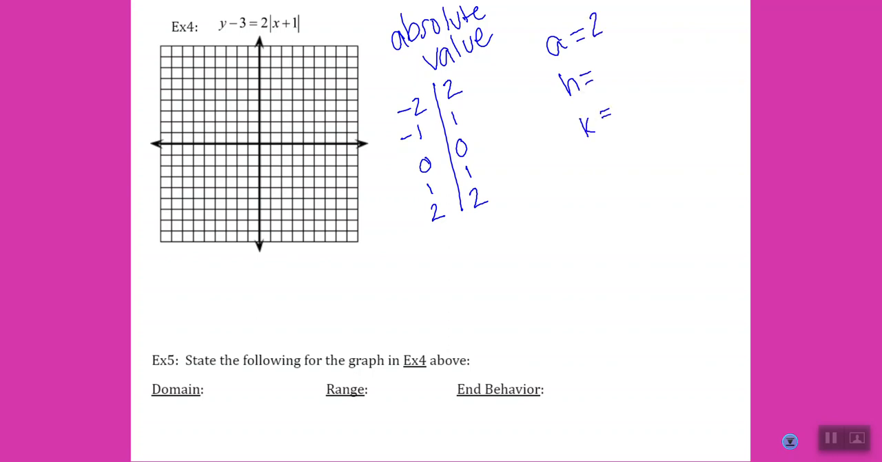A is the 2 out in front. H would be -1 because it's the opposite of what's inside. And since K is with Y, it's going to be the opposite of what it looks like, so 3. So I'm going to start at -1, 3.